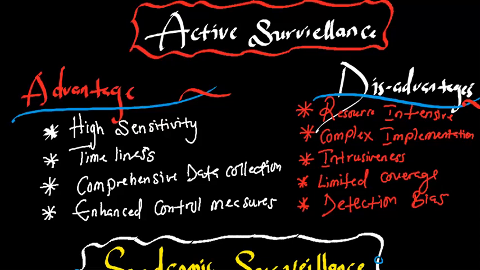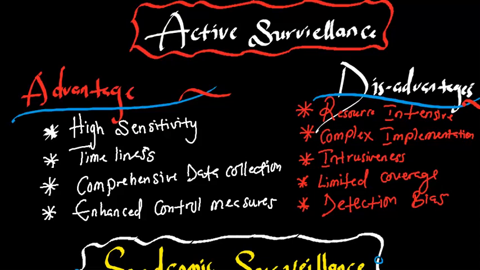When we say high sensitivity under the advantages, active surveillance typically has a high sensitivity compared to passive surveillance because it involves proactive effort to actively seek out and identify cases. What about timeliness? In this case, it enables more timely detection and reporting of cases.